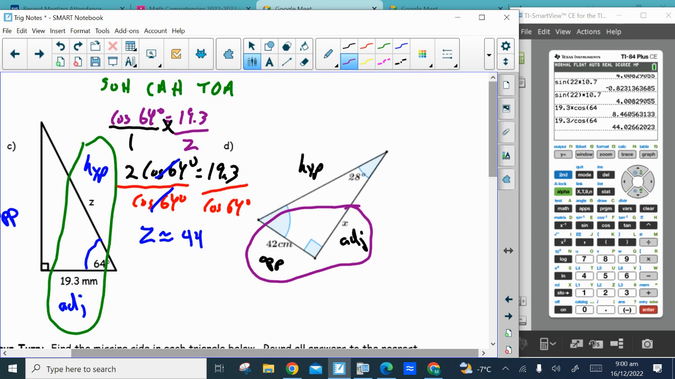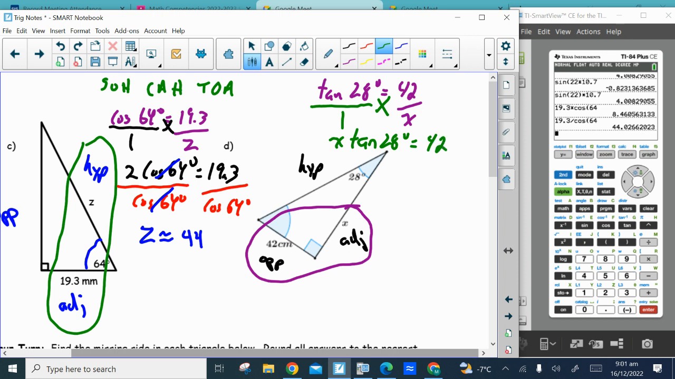And SOHCAHTOA tells us that the tangent uses the opposite and the adjacent. When we write our equation here, the tangent of the angle, which is 28 degrees, equals. And again, the TOA part tells us it's O first, A second. Opposite on top, adjacent on the bottom. Make both sides a fraction by putting the left side over 1 and cross multiply. And when you do that, you'll have x times the tangent of 28 degrees equals 1 times 42. And then to get x by itself, we would divide both sides by the tangent of 28 degrees.